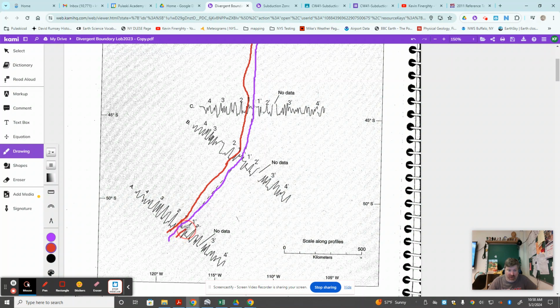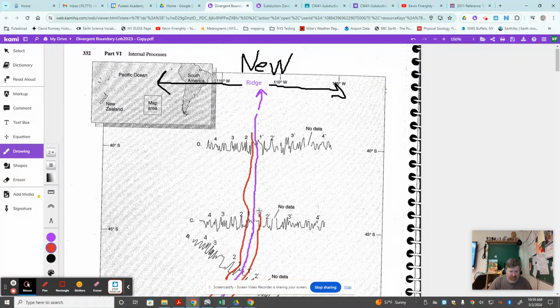And then the same color, 1 prime, 1 prime, 1 prime. And the idea here is that those correlate with each other. This one and this one have spread about the same amount away from that ridge. Maybe one side's going a bit faster, but about the same from the ridge you go out. That would represent one of our magnetic anomalies.